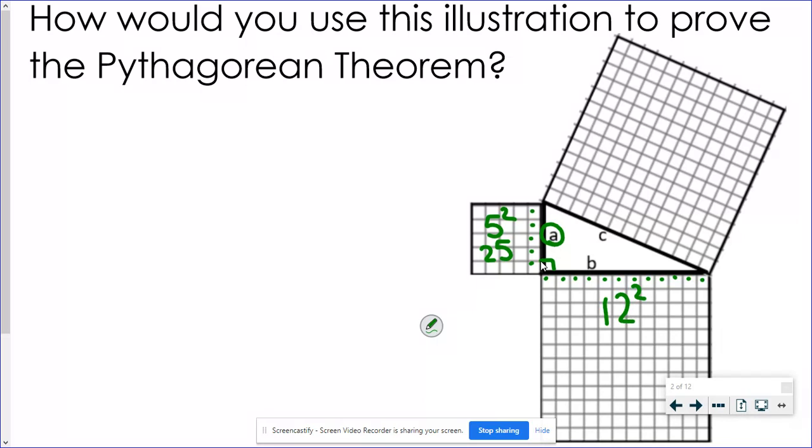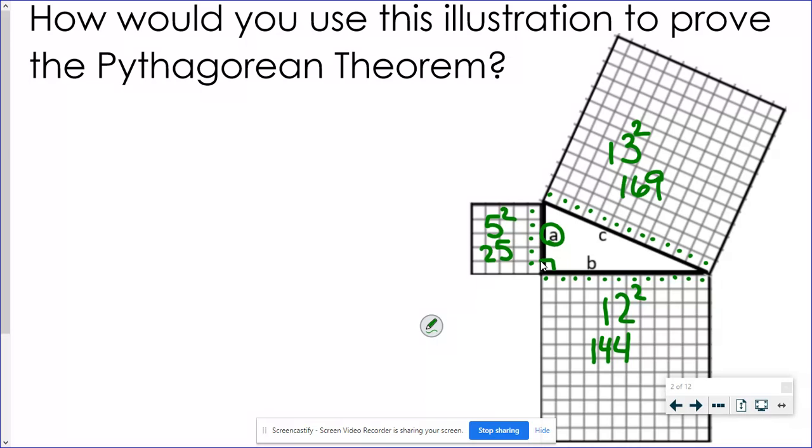And when I square that, when I make a square that is 12 by 12, that's 144. And for side C, I've got 1, 2, 3, 4, 5, 6, 7, 8, 9, 10, 11, 12, 13. So this is 13 units that I'm squaring. If I would count up all of those little squares, I would have 169 squares in this.